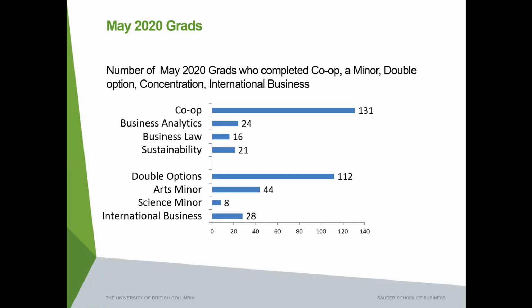44 students did an arts minor, 8 students did a science minor, and 28 students did international business as another option. I'm just going to talk a little bit about the arts and science minor. Students can choose to fill their electives in third and fourth year by doing a minor in arts or a minor in science, and you would simply follow the requirements for the minor in that particular faculty. Often, for example, students might choose psychology as a minor in arts, or economics is another one that's popular among BCom students.